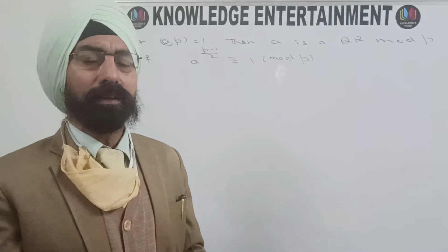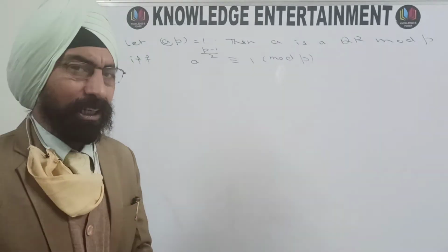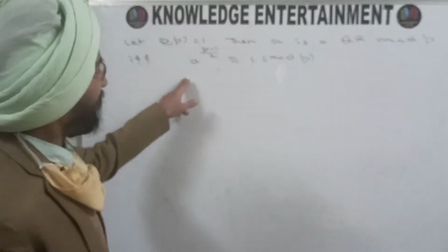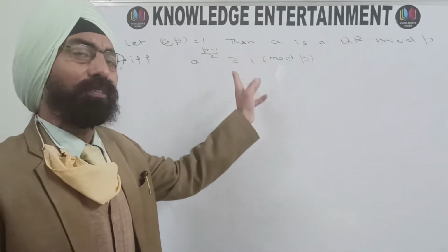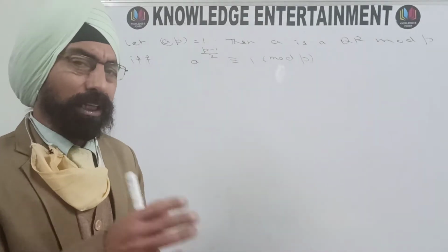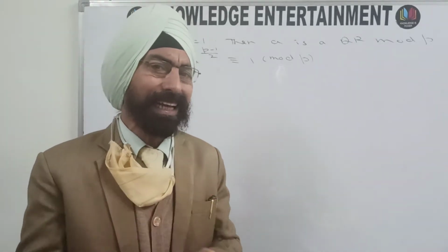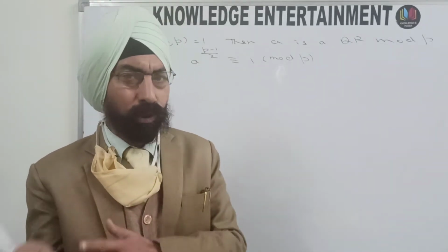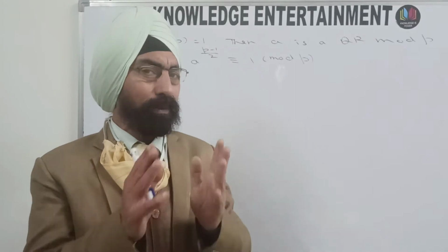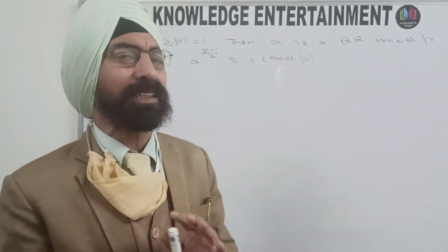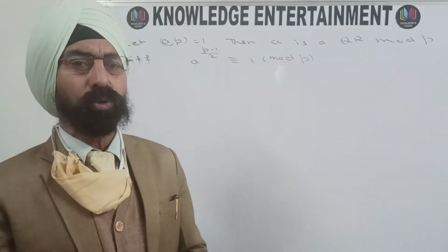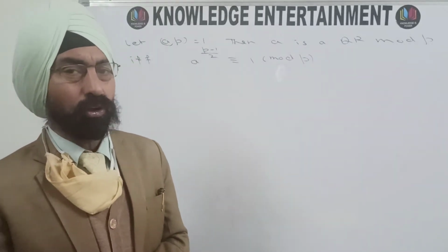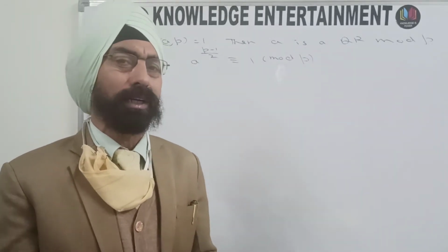In the next theorem we will see that if a is a quadratic non-residue, then a raised to the power (p minus 1)/2 will be congruent to minus 1 instead of congruent to 1 modulo p. So there will be two things only. Either a raised to the power (p minus 1)/2 is congruent to 1, or a raised to the power (p minus 1)/2 is congruent to minus 1 modulo p. If it is congruent to 1 modulo p, then it is a quadratic residue, and if it is congruent to minus 1 modulo p, then it will be a quadratic non-residue.